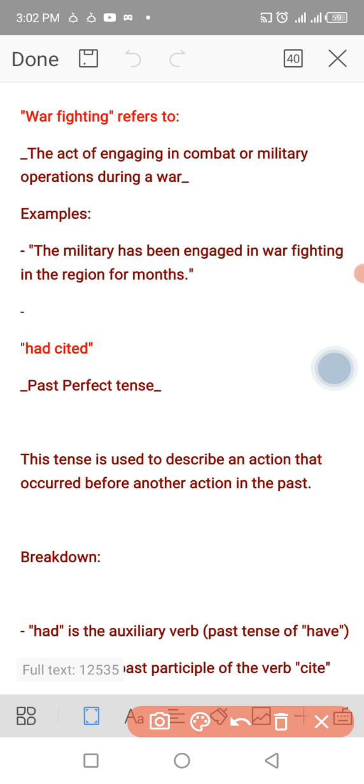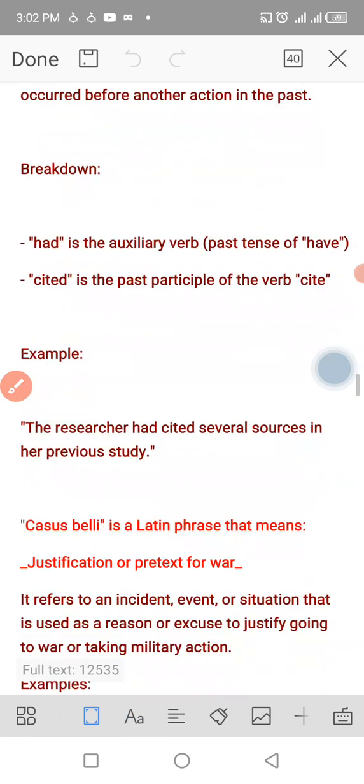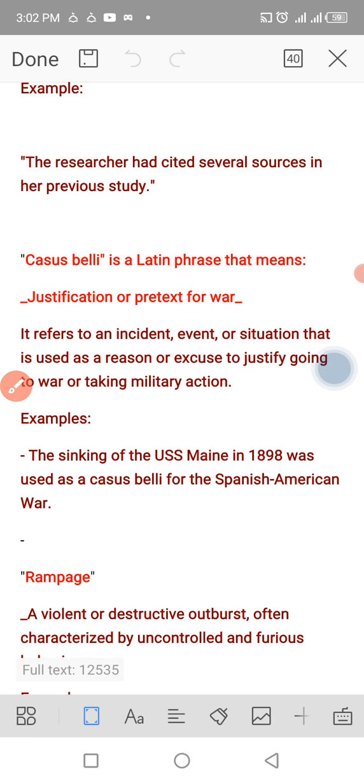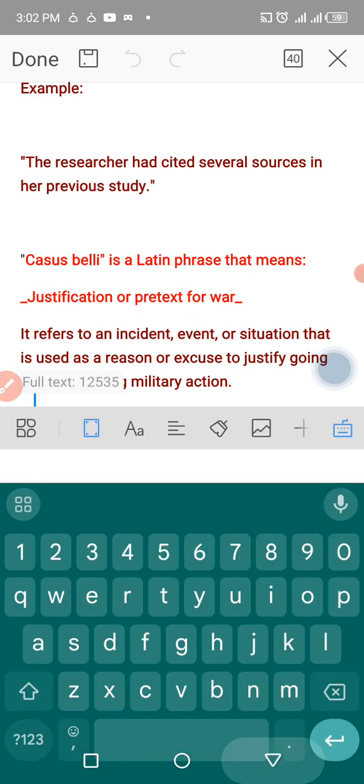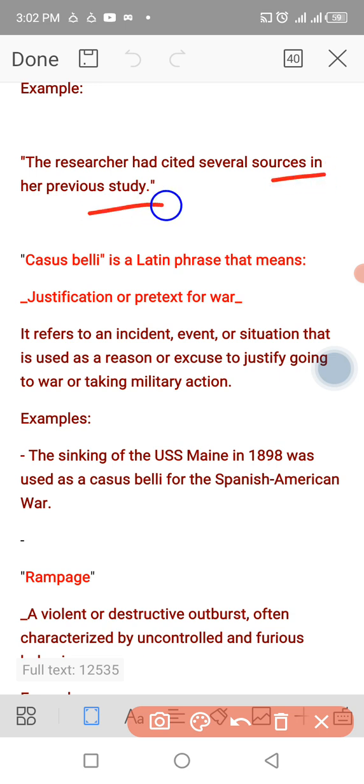War-fighting: the act of engaging in combat or military operations during a war. The military has been engaged in war-fighting in the region for months. Had cited is the past perfect tense. This tense is used to describe an action that occurred before another action in the past. For example, the researcher had cited several sources in her previous study.